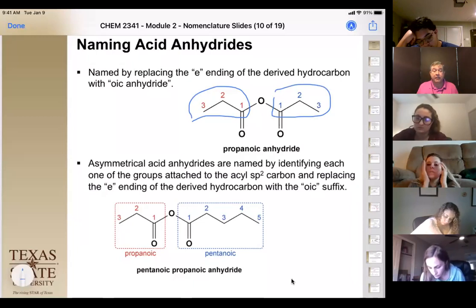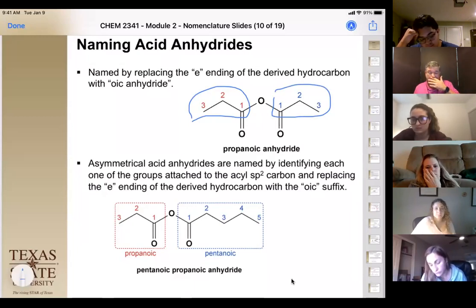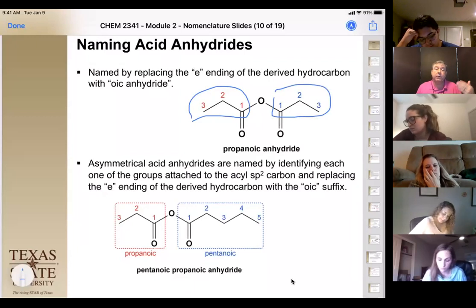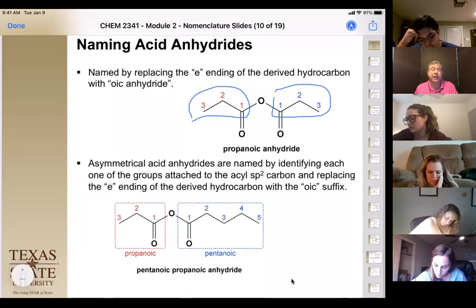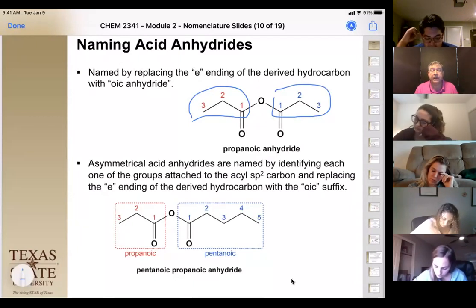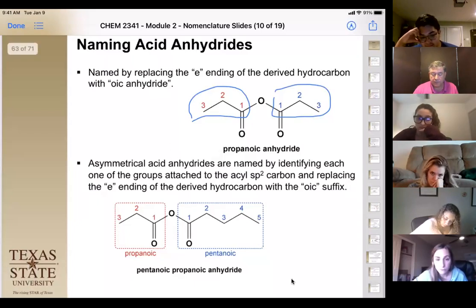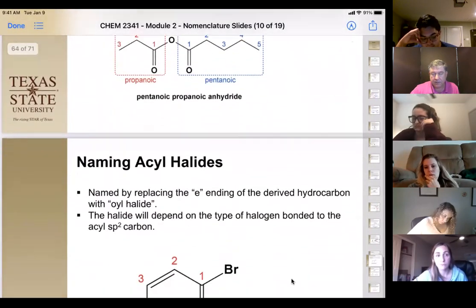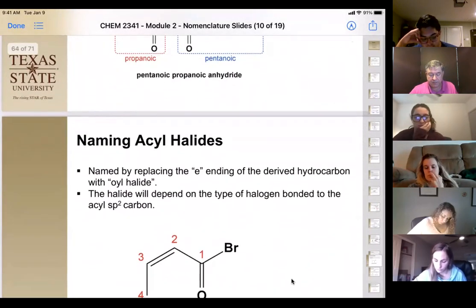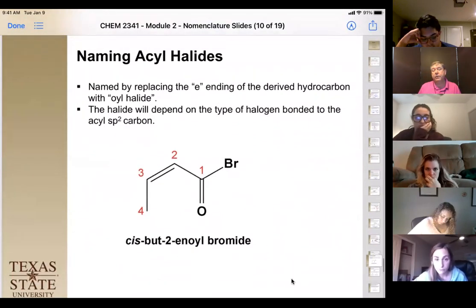Okay. If it's unsymmetrical, you have to name both carboxylic acids in alphabetical order. So you have pentanoic for pentanoic acid, propanoic for propanoic acid, and anhydride to tell you that they're hooked together. Okay. So it's naming the 2 carboxylic acid groups and then adding them together with that anhydride. And again, next semester, when you start doing these, go ahead and review the nomenclature review to make sure you have it.